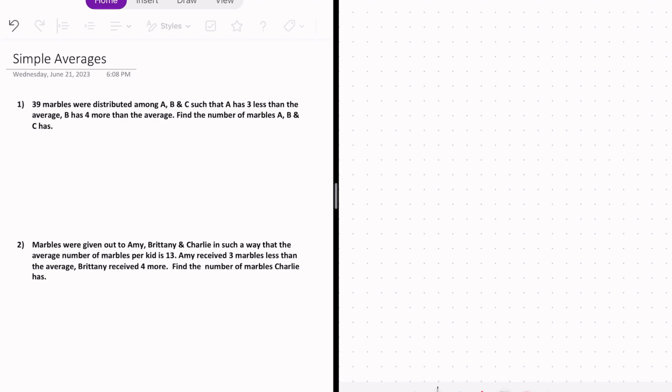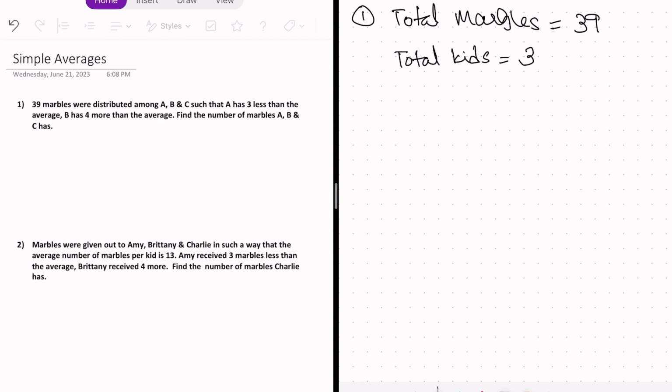Okay, so let's note down the clues. Total marbles is 39. And we know the total number of kids, I'll just assume A, B, C are 3 kids, is 3. So average marbles per kid will be 39 marbles divided by 3 kids, which is equal to 13 marbles per kid. Now I'm using the unit here, marbles per kid, and later on you'll see how important this unit of measure becomes for us to cross-check some of the calculations, the final results and all that. So for now, 13 is just a number, is the average, and marbles per kid is the unit.